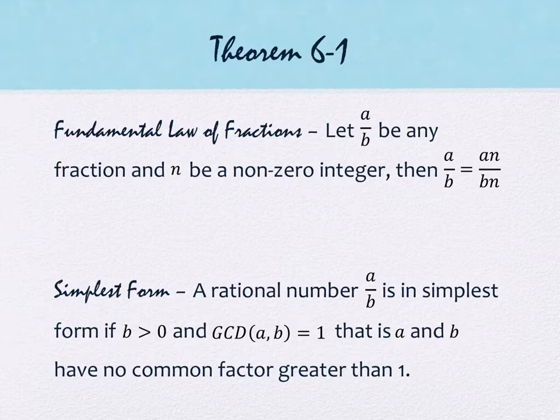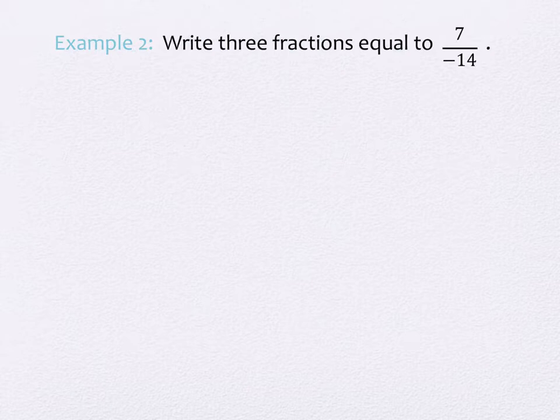So maybe you're dividing them by 2, or maybe you're dividing them by 7, whatever they have in common, in order to reduce them so that they do not have any common factors besides 1. Okay? So we're going to do an example where we write some equal values to one we already have.